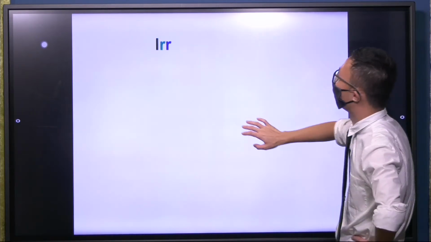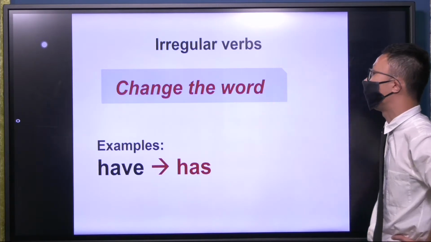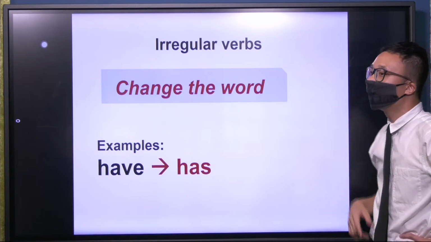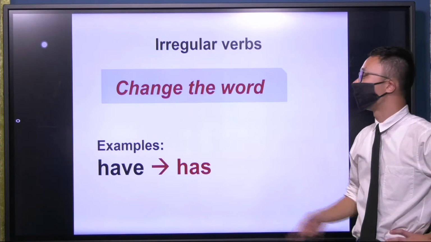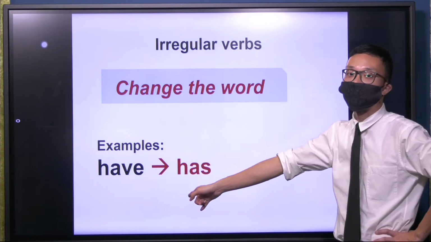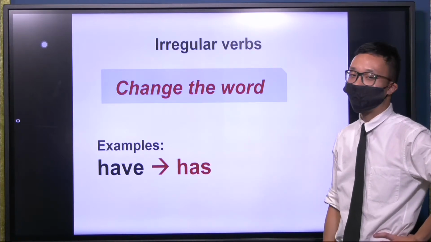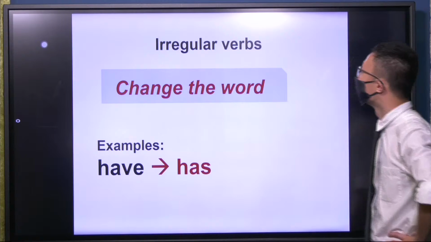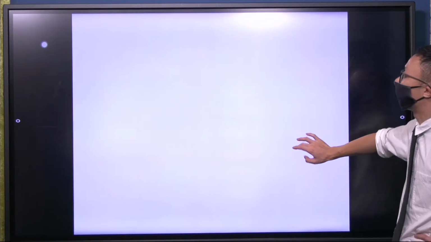All right, okay. And these are the really irregular ones. For junior form level, this is basically the only one that you ever learn: have, has. All right. This is basically the only one. Just remember this one. Okay.